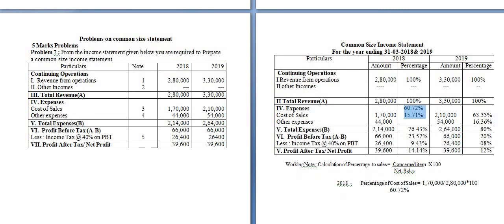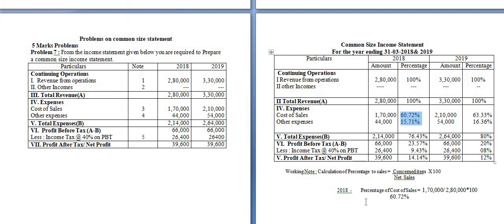Okay, net sales as the common base when it comes to the income statement. I hope you have understood the calculation of the common size income statement. Okay. In the next class, we will be solving one more problem on common size income statement. Okay, a 5 marks problem.